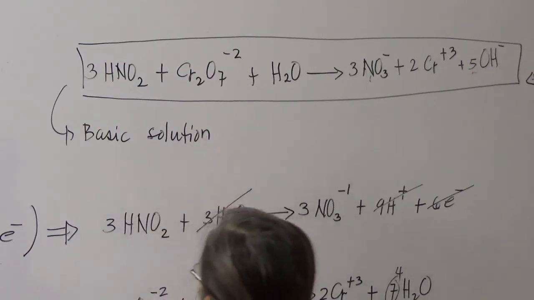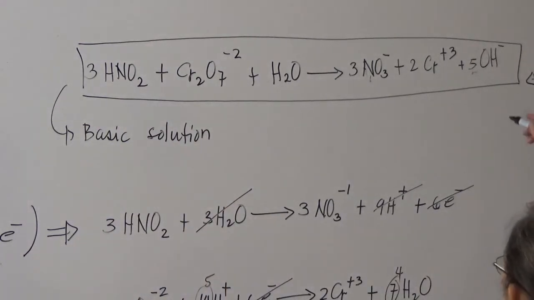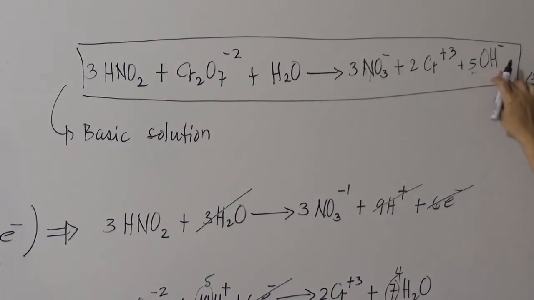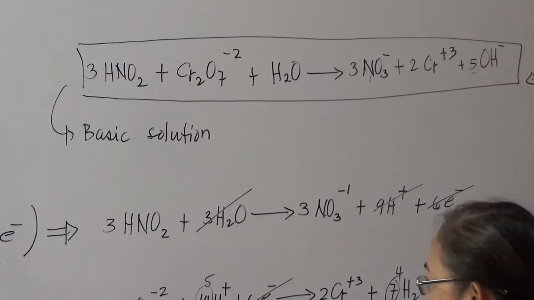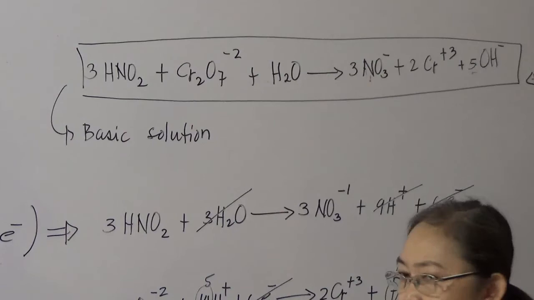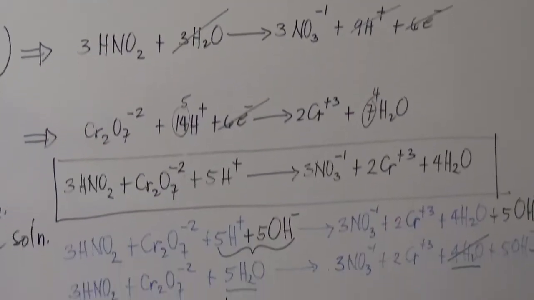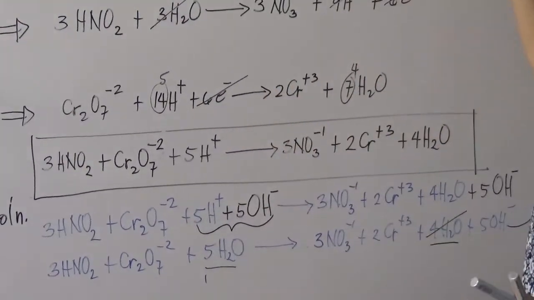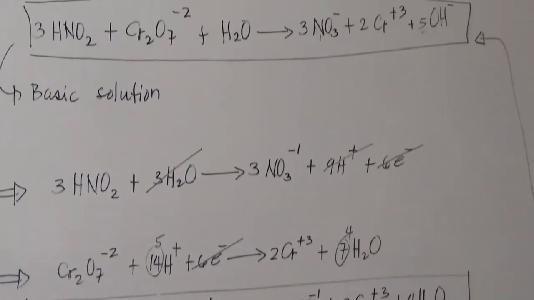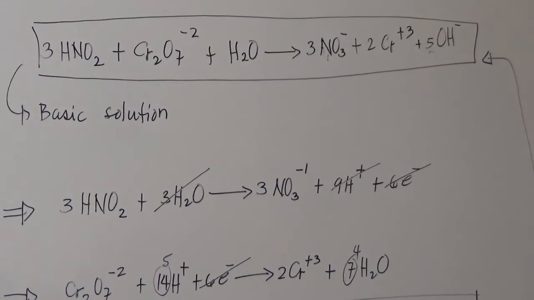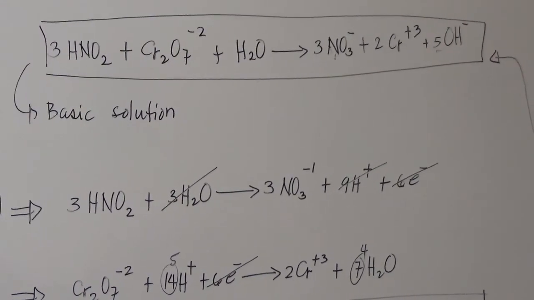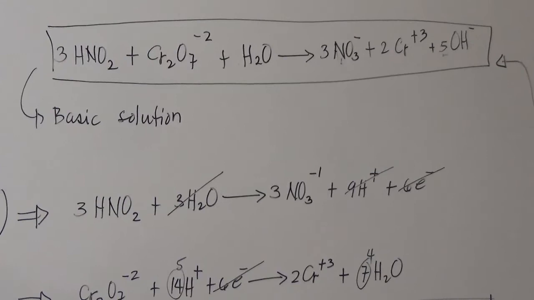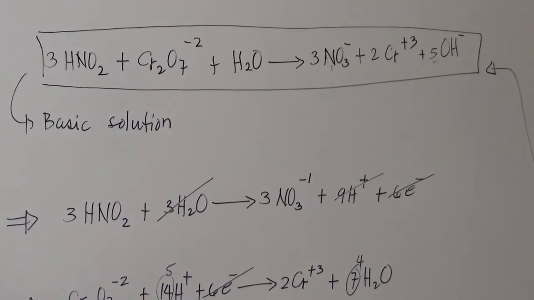You will know that it's a basic solution because one of the substances here is OH. It is acidic because one of the substances is hydrogen. If in the equation there is no hydrogen ion nor OH ion, then it is said to be neutral. So this is how you're going to balance a redox reaction or ionic equation.